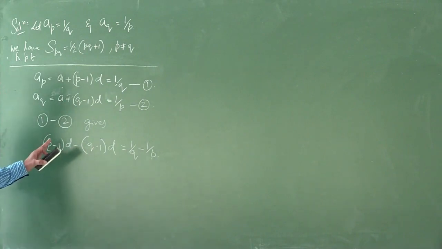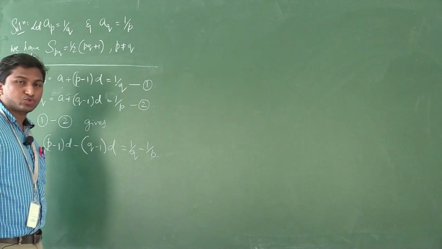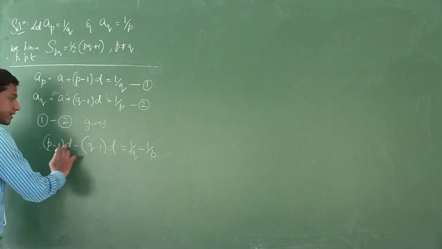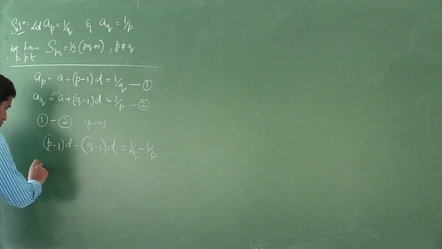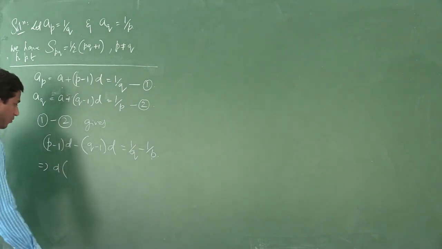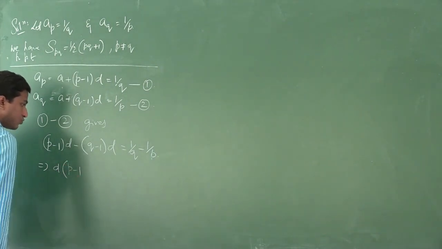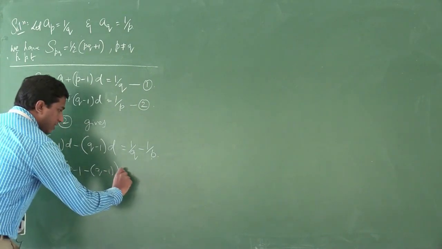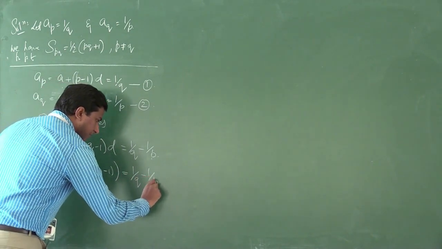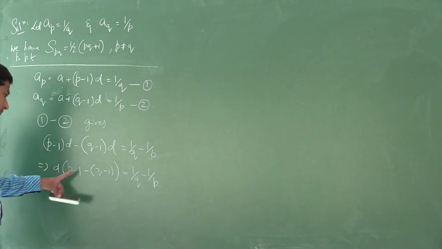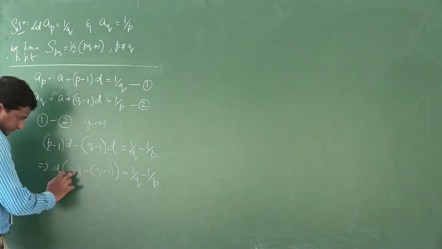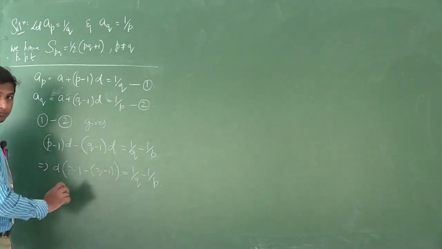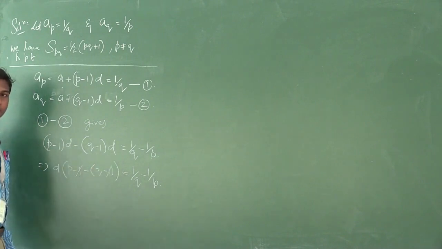Okay, so now we have p minus 1 into d minus q minus 1 into d equals 1 by q minus 1 by p. I will take d common on the LHS. So when I take d common on the LHS, what do I get? p minus 1 minus of q minus 1 equals 1 by q minus 1 by p. Okay, now look here, inside the brackets we have a minus 1. Minus into minus 1 becomes plus 1. So these two cancel out each other.